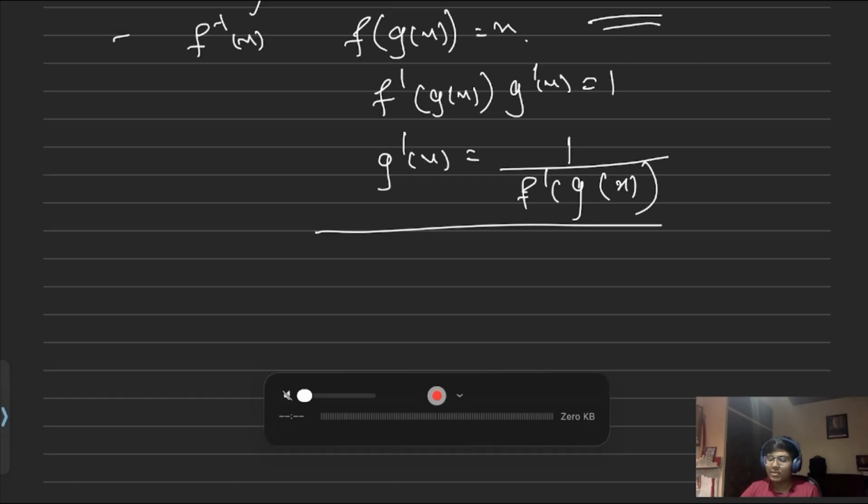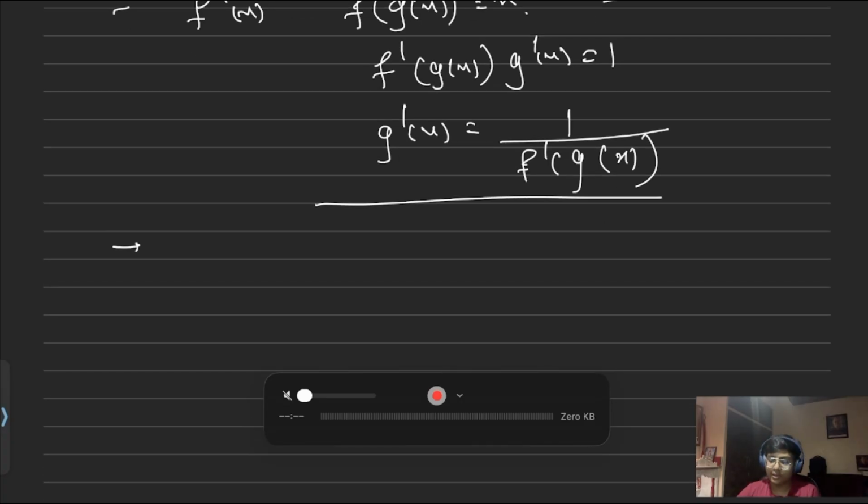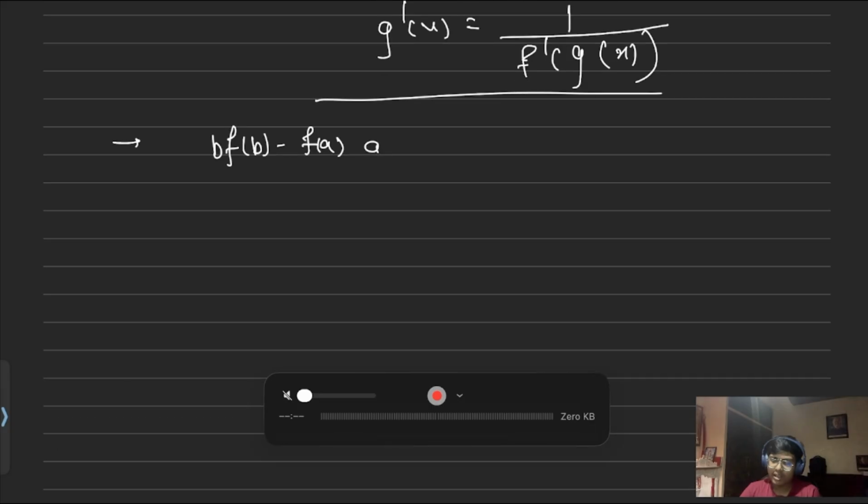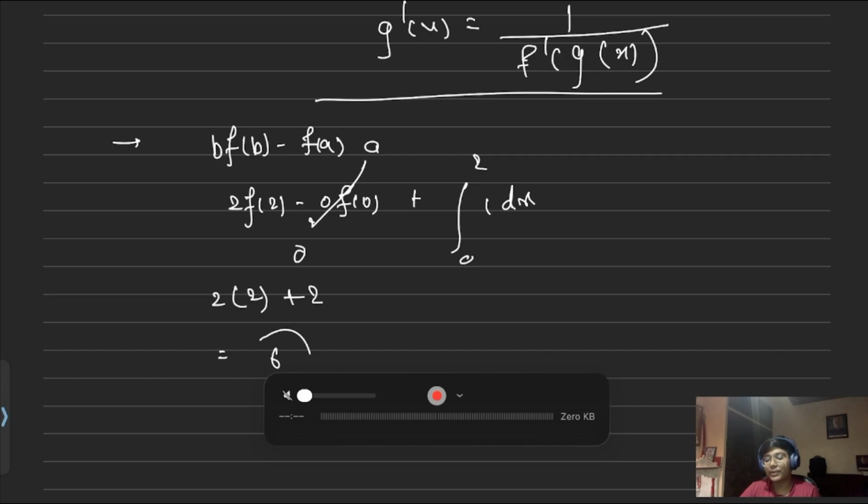So now we'll apply this derived result to our initial equation, and we'll get the answer right after. That is 2f(2) minus 0f(0) plus, don't forget, the integration of 1 dx from 0 to 2. This will lead to 0, and f(2) is nothing but 2. This will lead to 2, and the answer then comes out to be 6. In this way, you can even check on the blackboard itself; the answer given is 6 only.